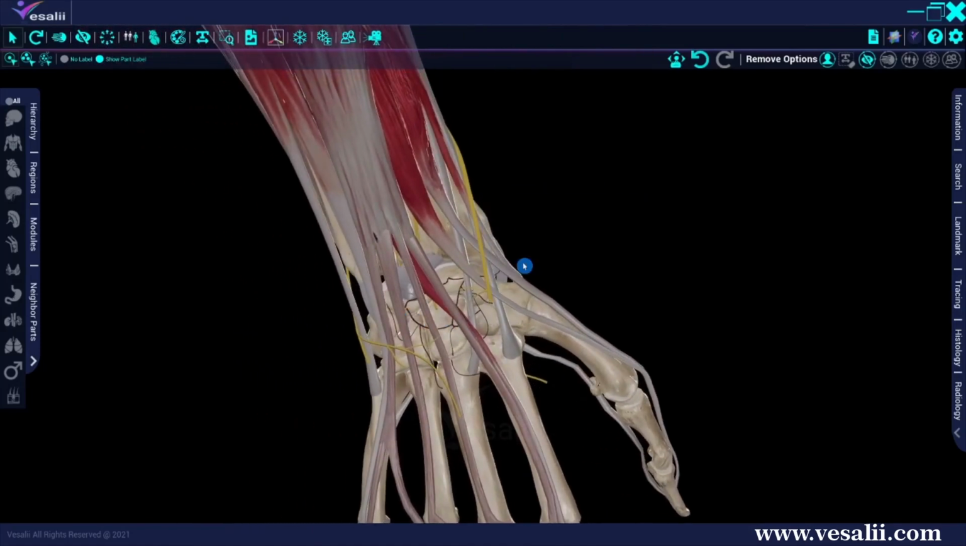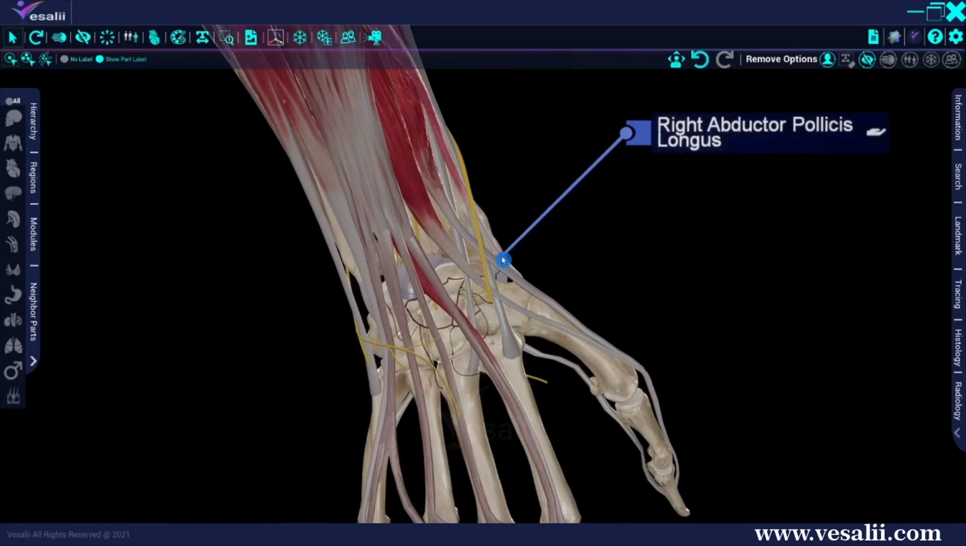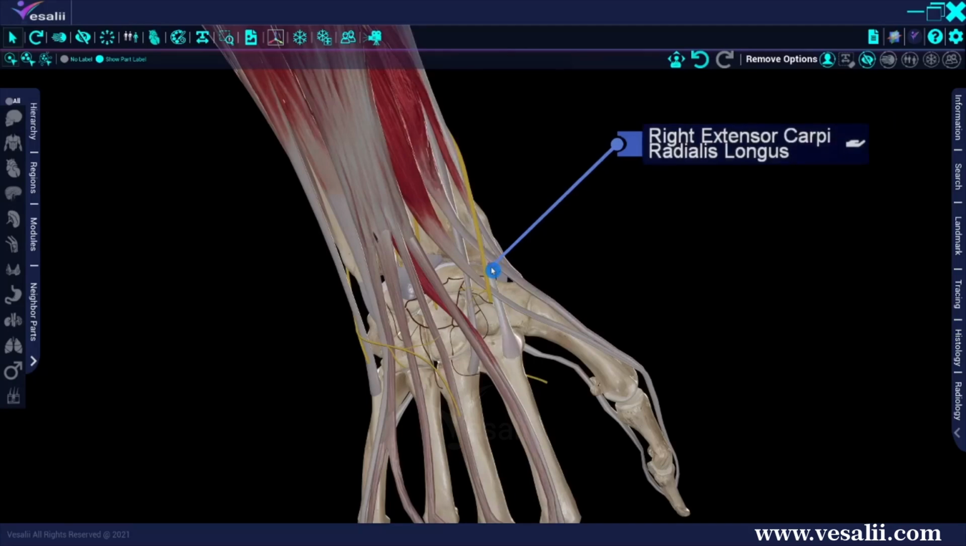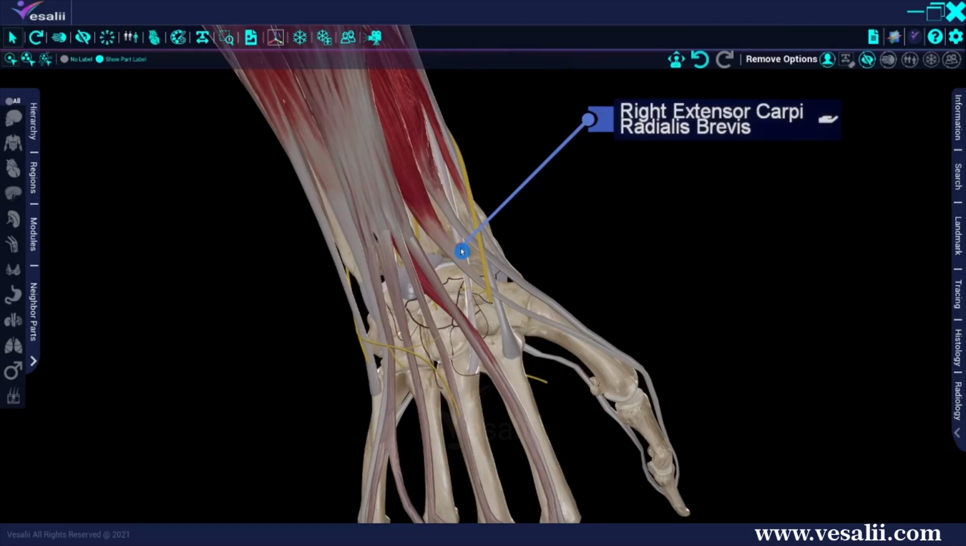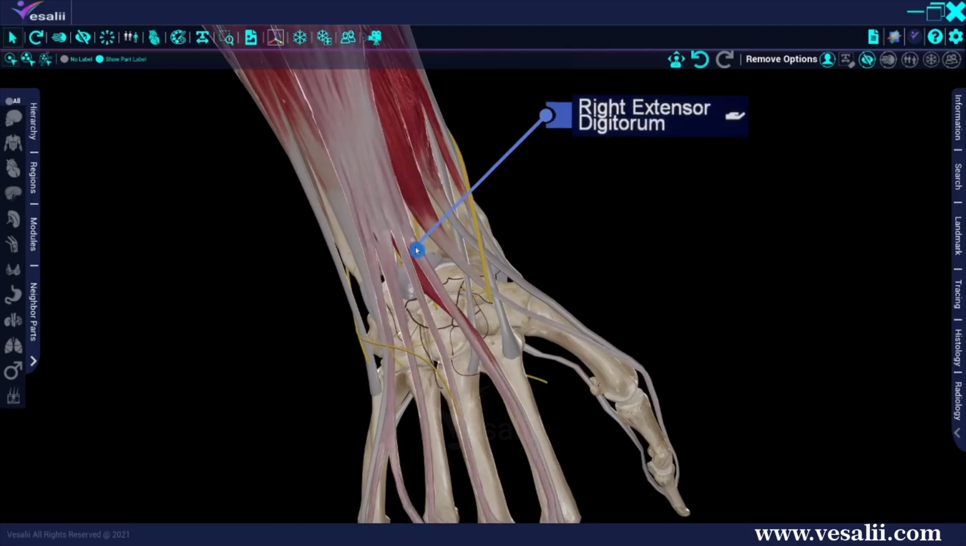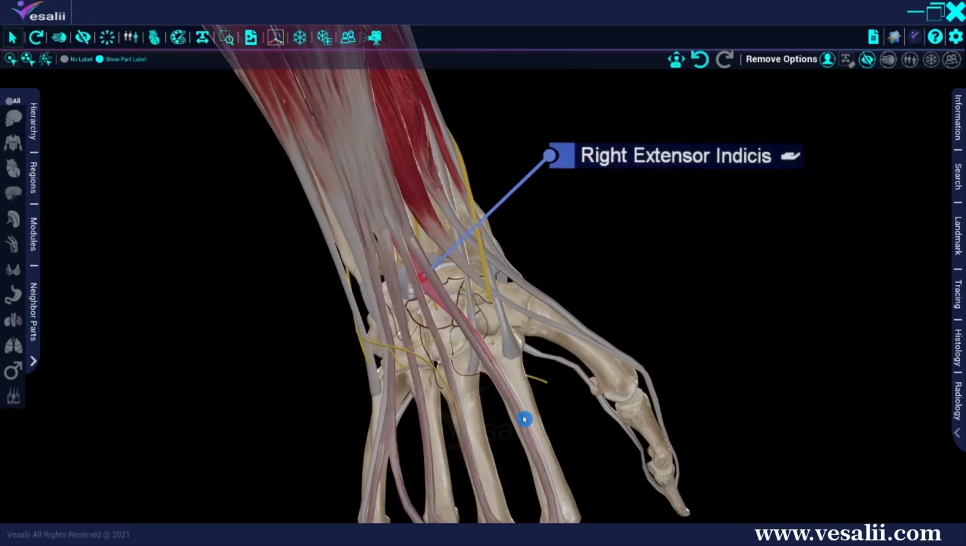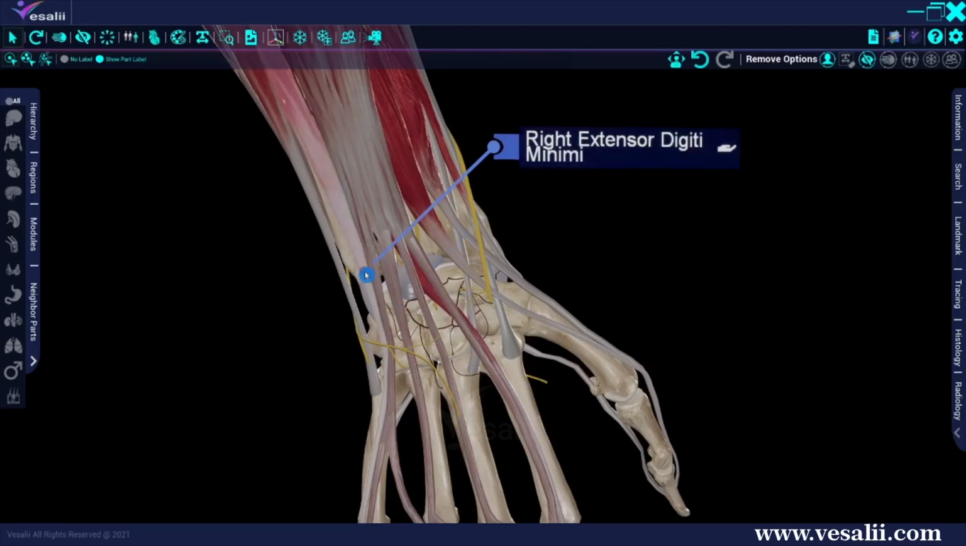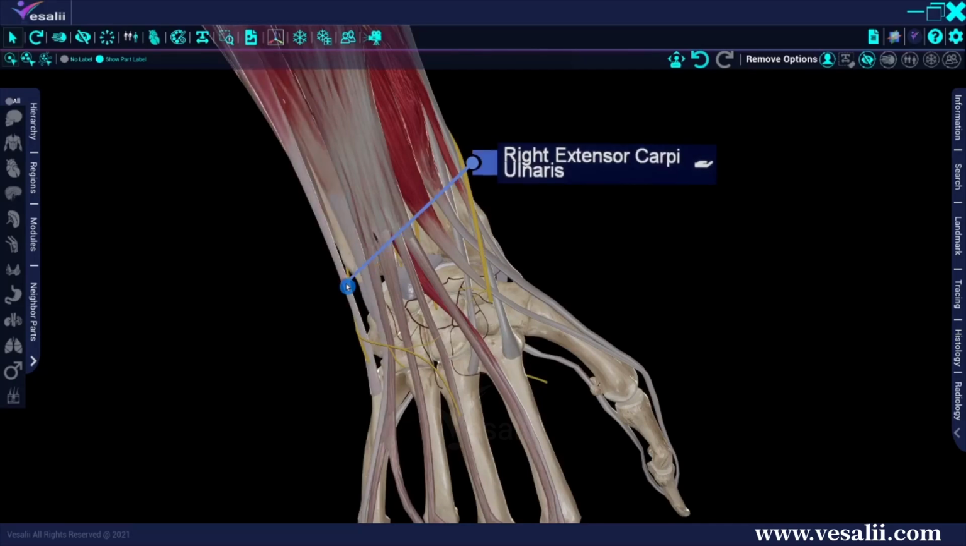Posteriorly, it's related to the tendons of abductor pollicis longus, extensor pollicis brevis, extensor carpi radialis longus, extensor carpi radialis brevis, extensor pollicis longus, extensor digitorum, extensor indicis, extensor digiti minimi, and extensor carpi ulnaris.